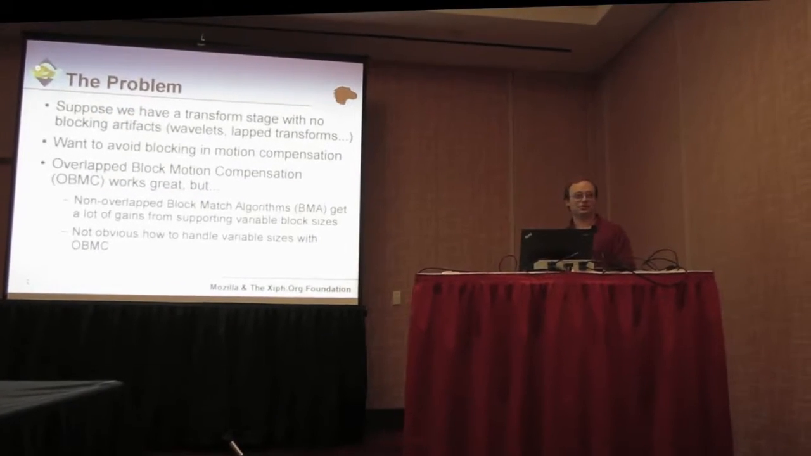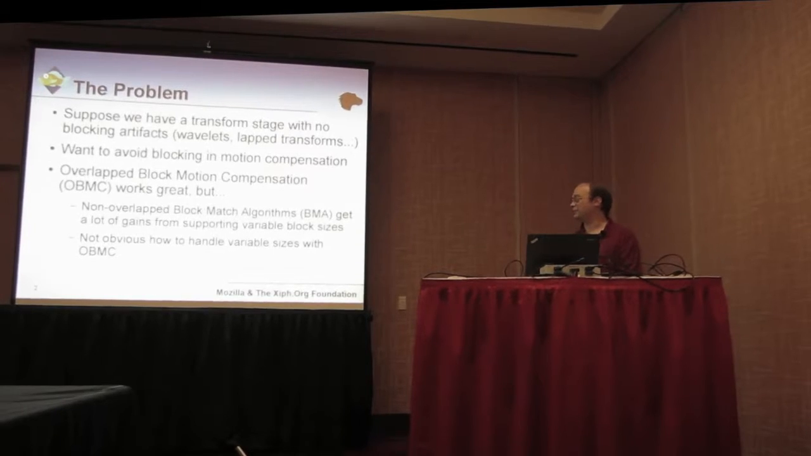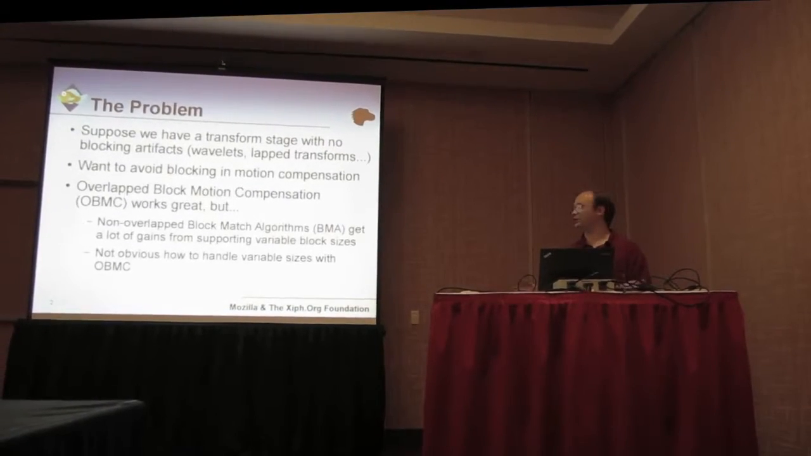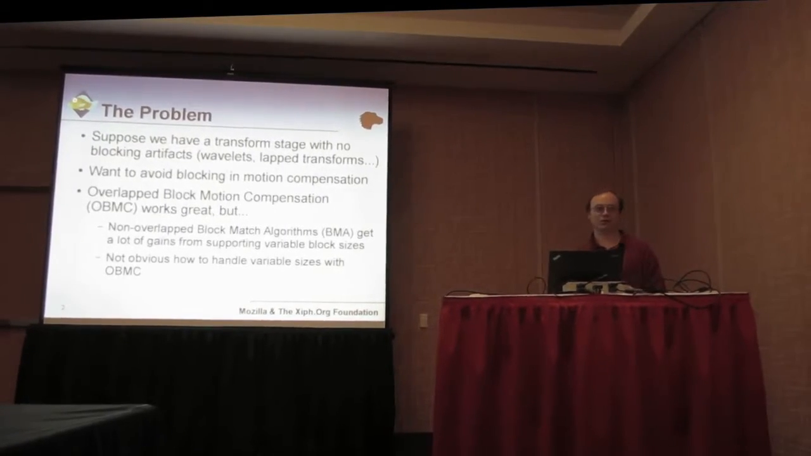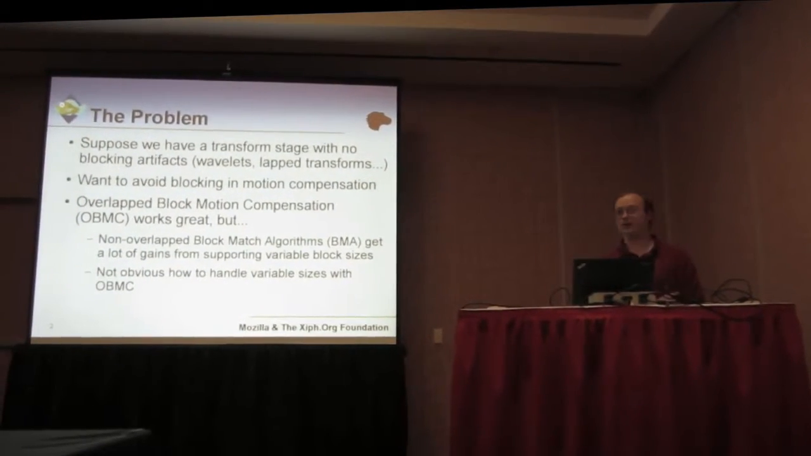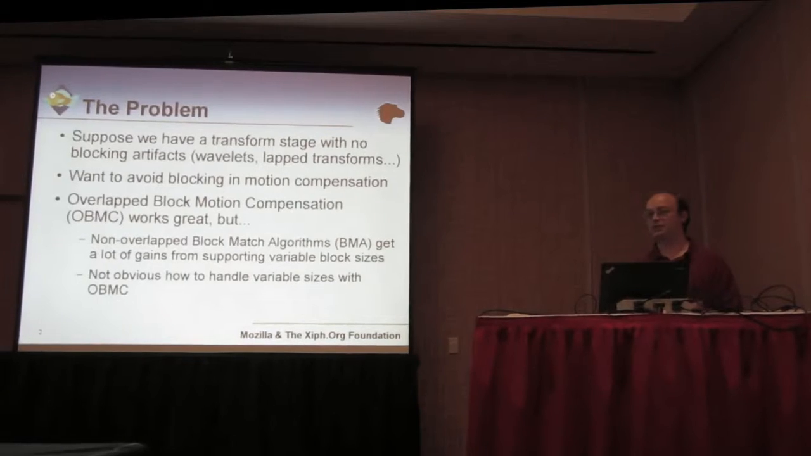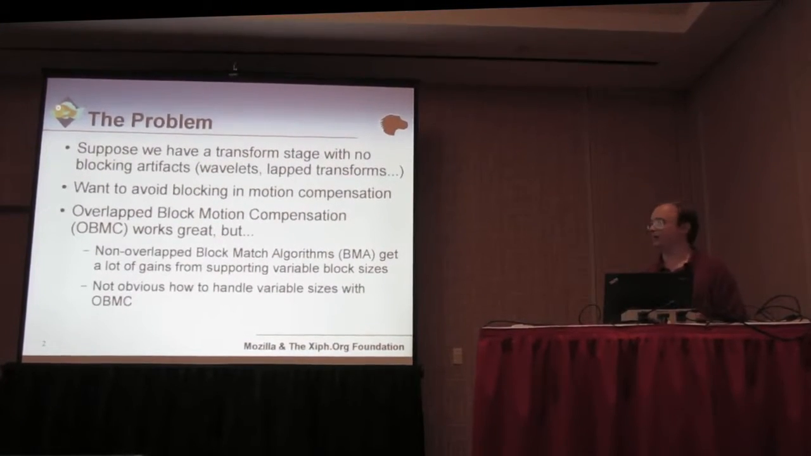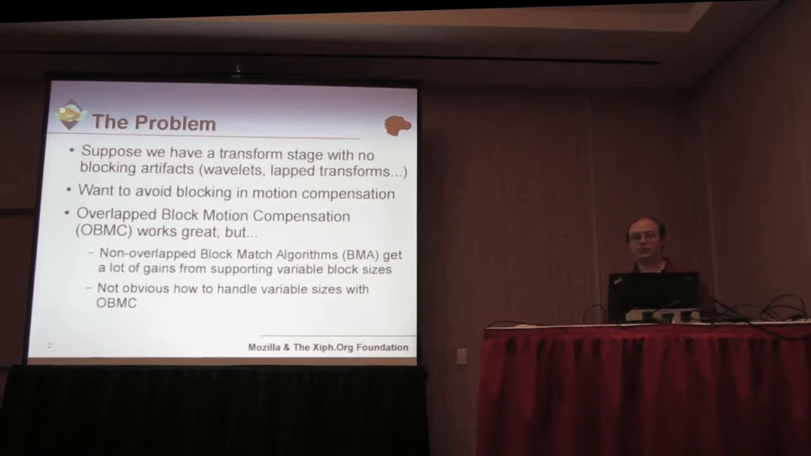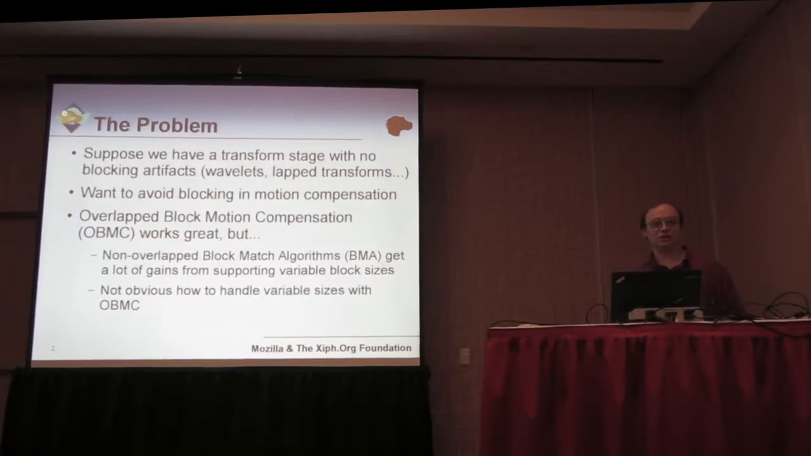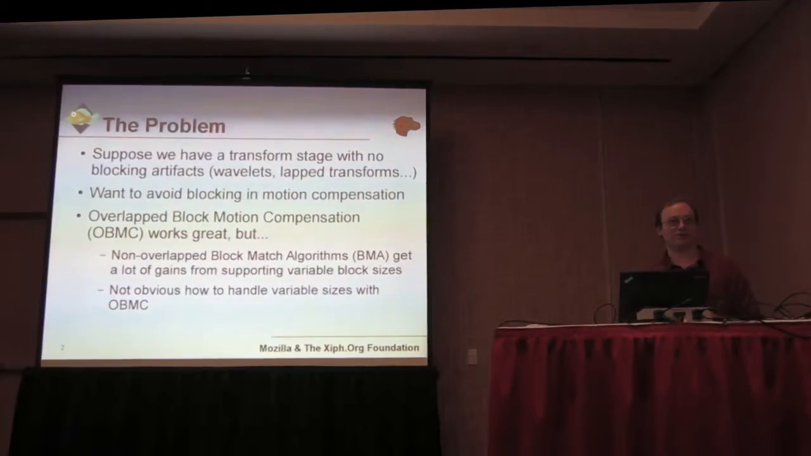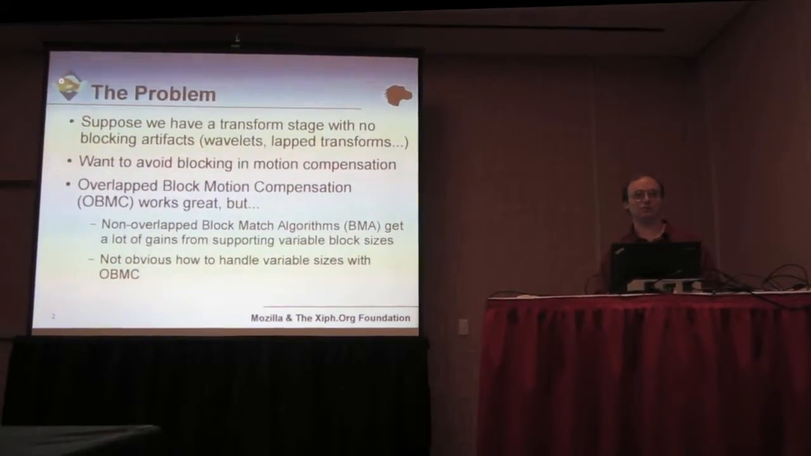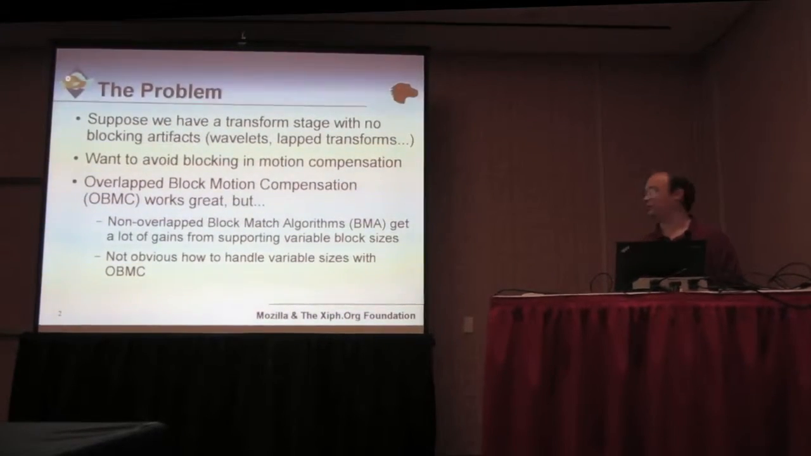Just to establish the problem we're trying to solve. As you heard earlier from Nathan's talk, in our codec we use lapped transforms. Other codecs also use things like wavelets. A transform stage is designed to eliminate blocking artifacts. So if you then do motion compensation in the normal way, which is block-based, then you'll add blocking artifacts that are now expensive for you to correct in the transform stage. So we want to avoid that.